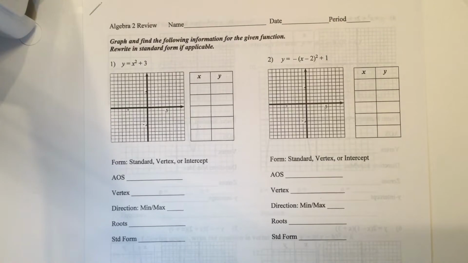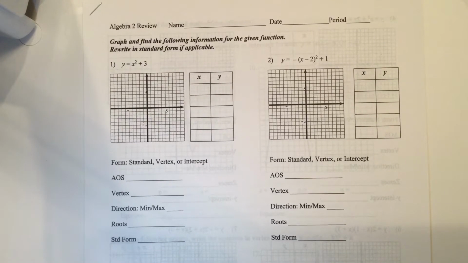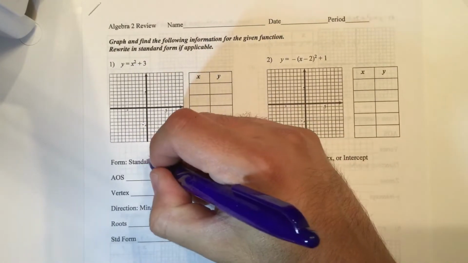Right, so here's the review. It says graph and find the following information for the given function. So y equals x squared plus 3. Since x is directly squared, we're going to call that standard form.